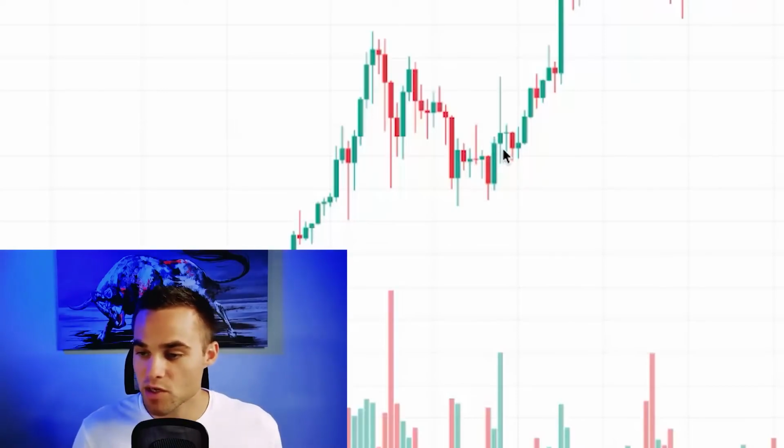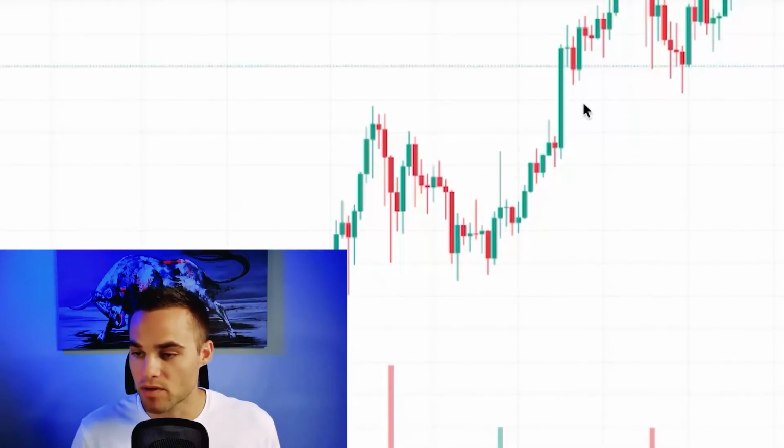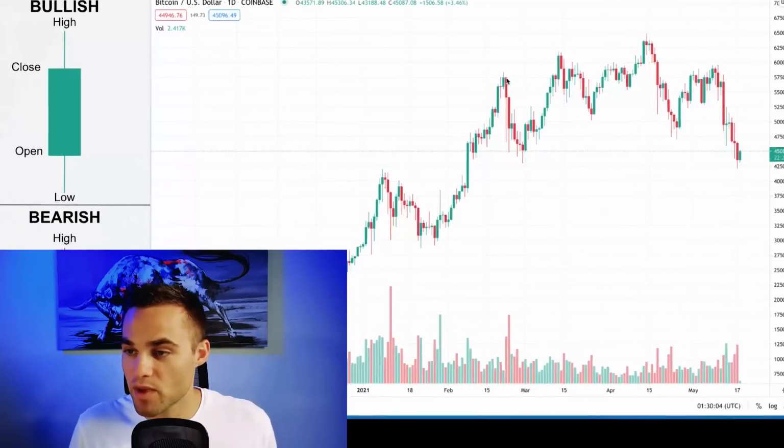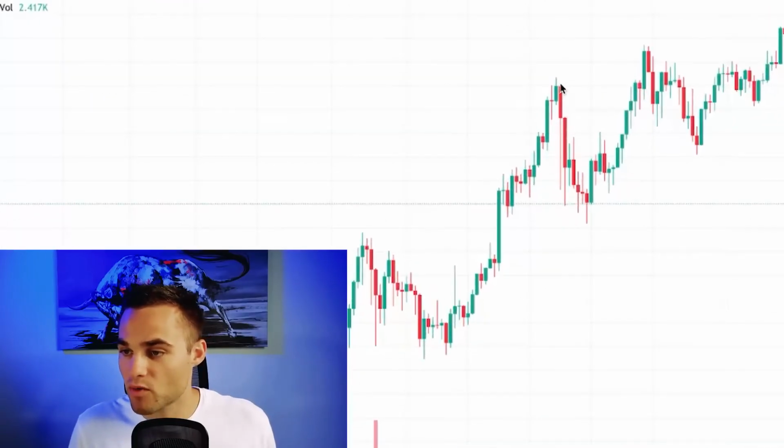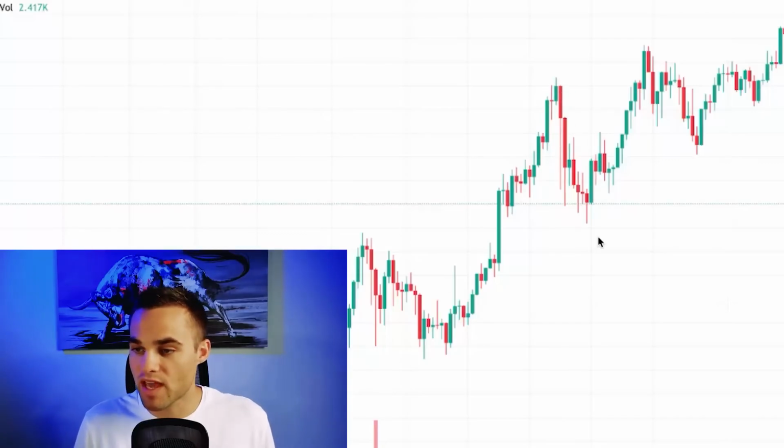And generally when you see this, price heads on upwards, okay? The other type of candle, or the reverse, would be a bearish engulfing candle. So this would be an example. You see this big red body that's engulfed the entirety of the previous candle. So this would be a bearish engulfing candle.